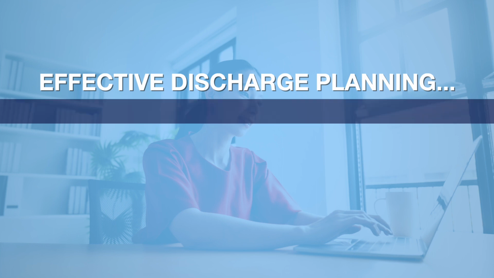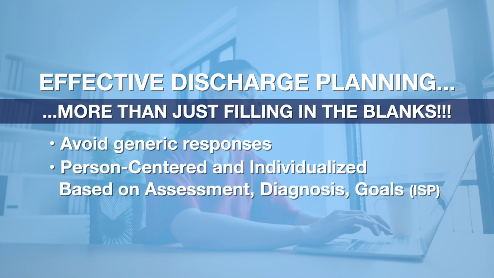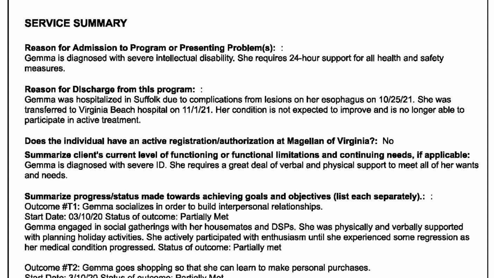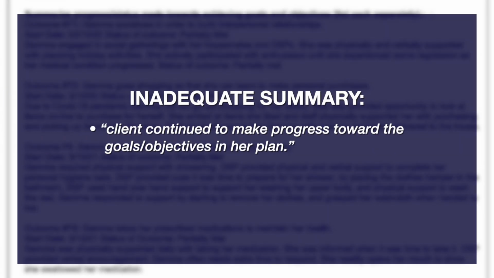However, keep in mind that an effective discharge plan is more than just filling in the blanks with generic responses. The plan must be person-centered and individualized. Each response must be appropriately based on the individual's assessment, diagnosis, and goals, or ISP. For example, in the service summary section, to summarize progress or status made towards achieving goals and objectives, list each separately. It would not be adequate to simply state, "client continued to make progress toward the goals or objectives in our plan."